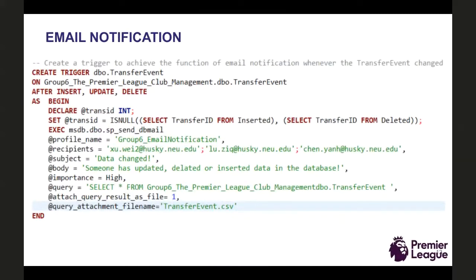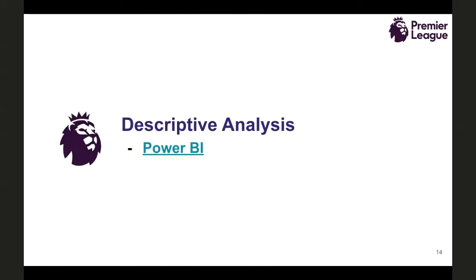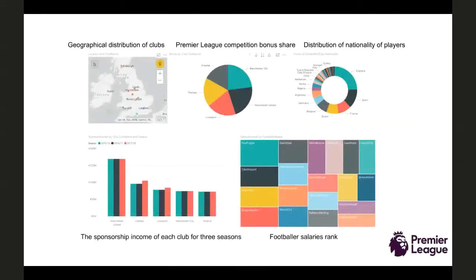Next is my teammate Yan Hong to present the descriptive analysis. Hi everyone. I will introduce the visualization of our group's data through Power BI. The first map is the geographic distribution of our main teams in England, and the pie chart shows the Premier League competition bonus share. Manchester City gets the most bonus in the last 3 seasons.